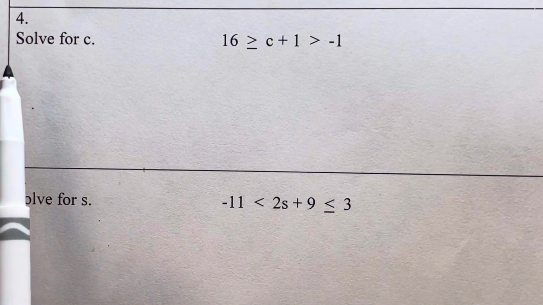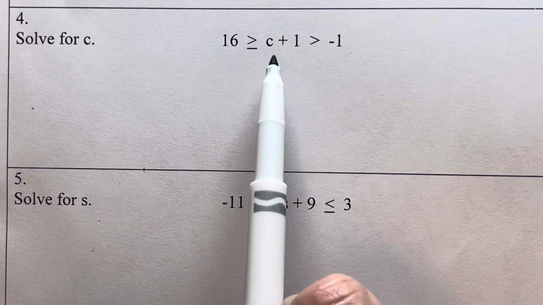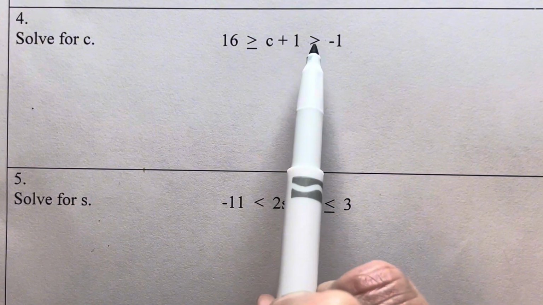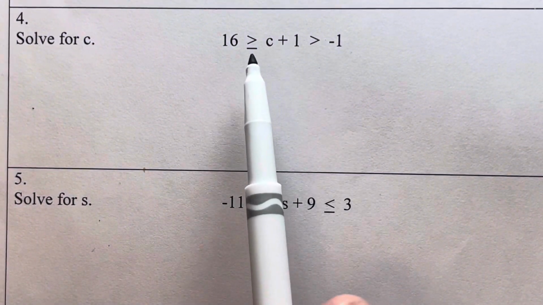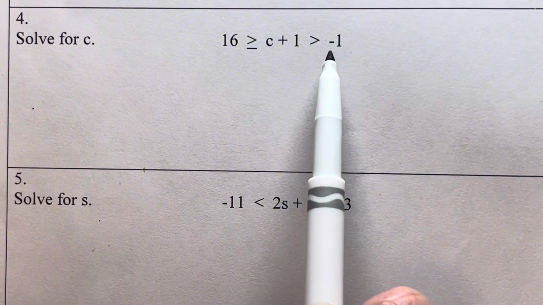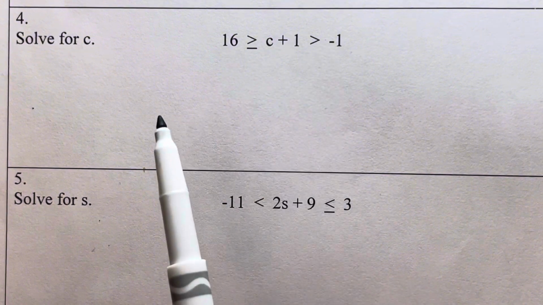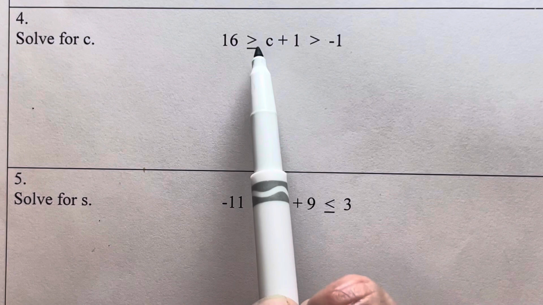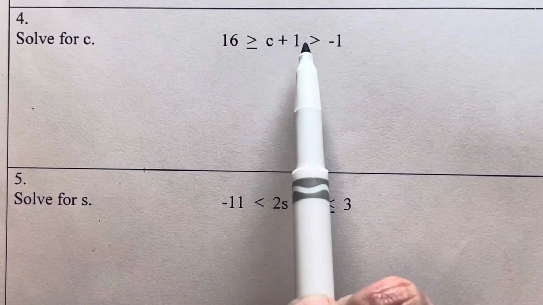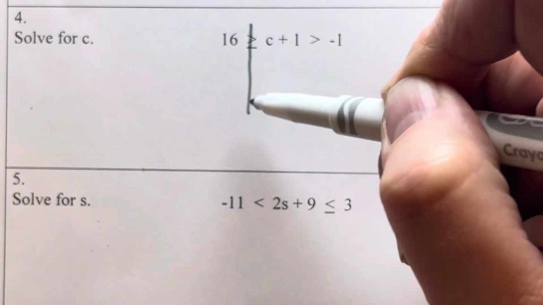Example 4. Solve for c, where 16 is greater than or equal to c plus 1, which is greater than negative 1. In this example, we have a compound inequality that's written out as one statement. And just to make it clear, whenever you have a compound inequality in one statement, your variable will always be in the center portion of that inequality.